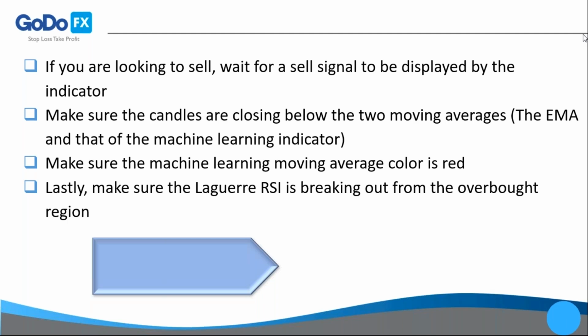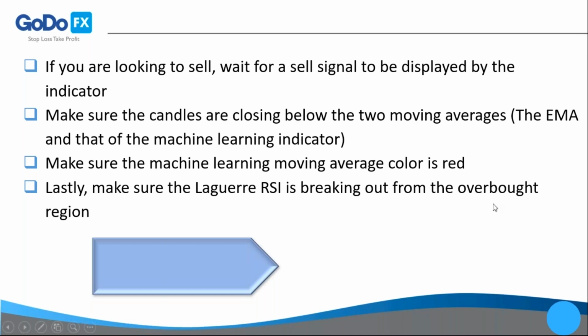Make sure the candles are closing below the two moving averages, the EMA and that of the machine learning indicator. Make sure the machine learning moving average color is red. And lastly, make sure the Laguerre RSI is breaking out from the overbought region.